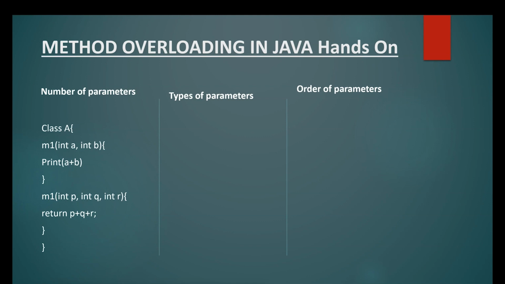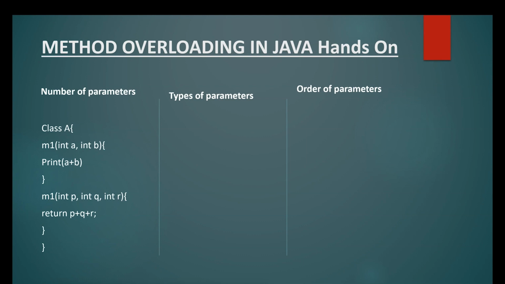Now, if you observe carefully, I have intentionally written this code. In the method m1 I am printing, and in the overloaded method m1 I am returning the addition, which simply means this method is overloaded and return type doesn't matter in overloading. Okay. Now let's move to the second, that is type of parameter.